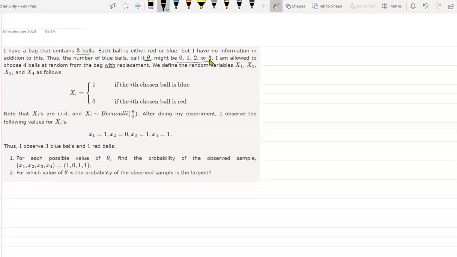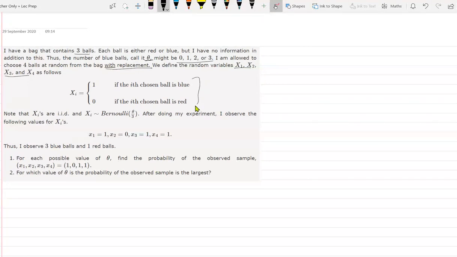You are going to choose 4 balls with replacement. With replacement means you put back the ball before you choose the next one. And we define random variables x1, x2, x3, and x4 as whether you have chosen a blue ball or not in the ith turn.